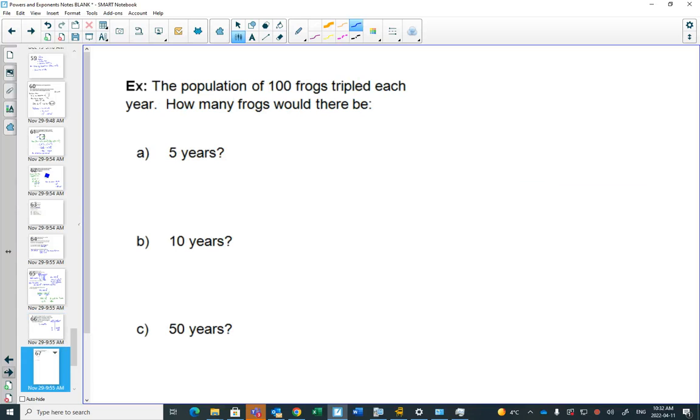Yeah, let's do a frog question. Yeah, just imagine we shut the door and we start with 100 frogs in here.